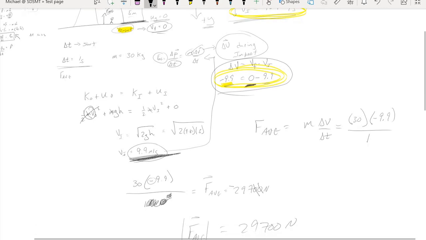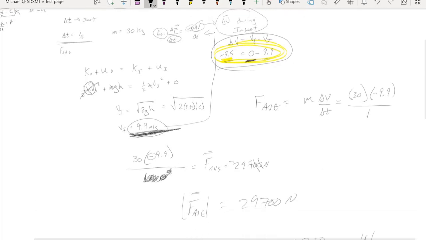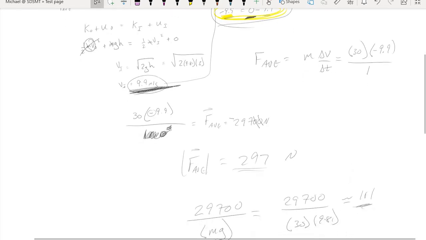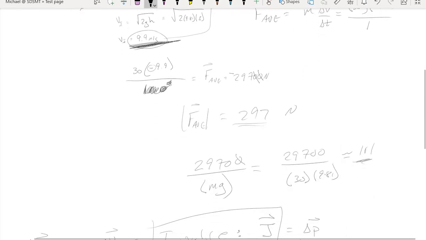Because we now just have the 1 second. This means that the average force that the child experiences during the landing has now dropped down to only about 300 newtons. And compared to the weight of the child, well, that's only about, let's see here.